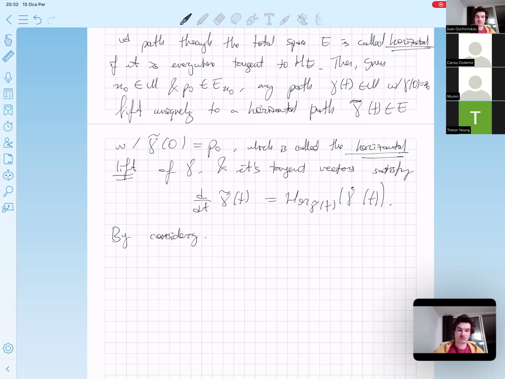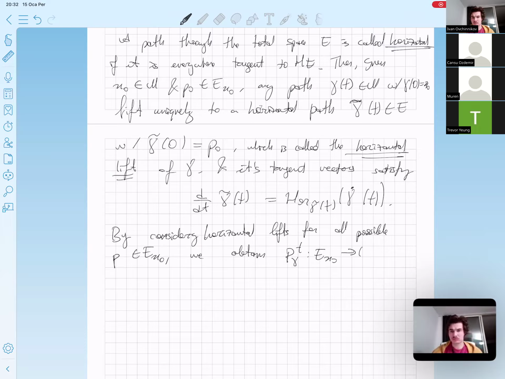So now we say that by considering horizontal lifts for all possible phi in xi, x0, we obtain P_gamma(t) from x0 to x_gamma(t), the parallel transport diffeomorphism. Ta-da! So that was the whole thing that we were trying to write.